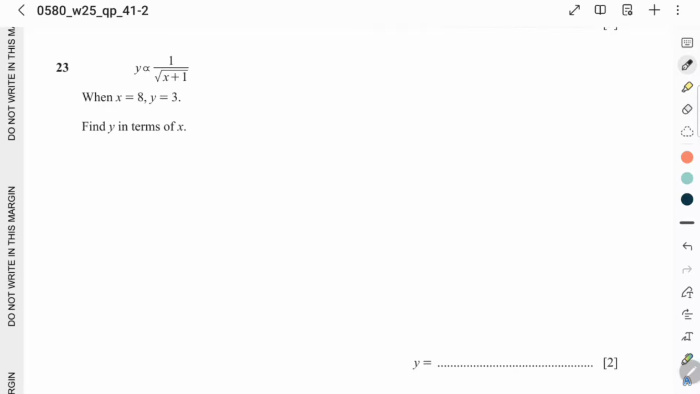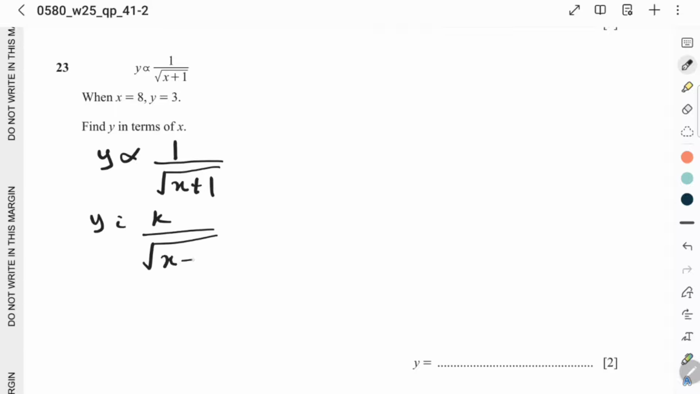Y is directly proportional to 1 upon square root of x plus 1. When x equals 8, y equals 3. Find y in terms of x. So y equals k upon square root of x plus 1. Then you put these values: 3 equals k upon square root of 8 plus 1, which is 9, and the square root of 9 is equal to 3.